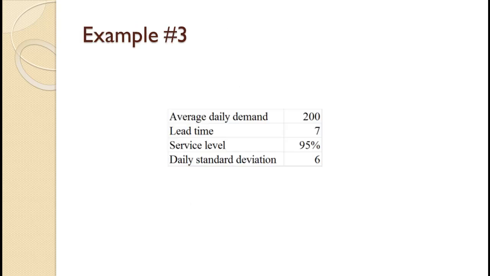In this example, a local garage uses an average of 200 cans of oil a day. Daily usage has a standard deviation of 6 cans. The manager is willing to accept no more than a 5% chance of a stockout, thus a 95% service level. Lead time is 7 days. Assuming the distribution of usage is normal, what is the reorder point?